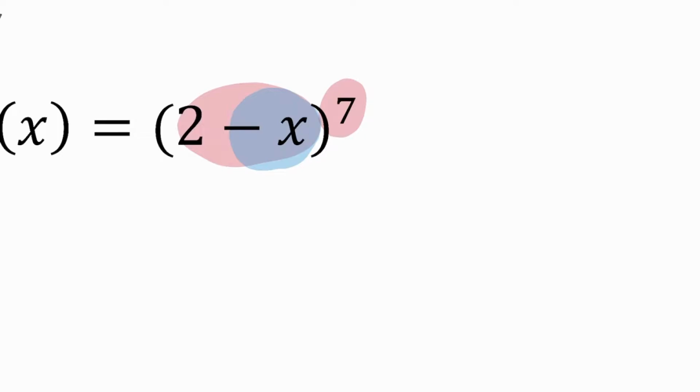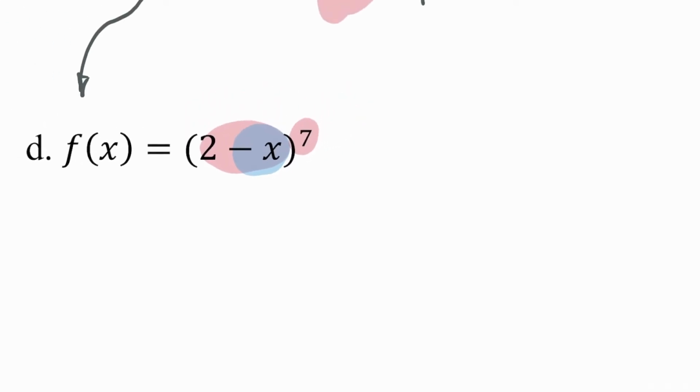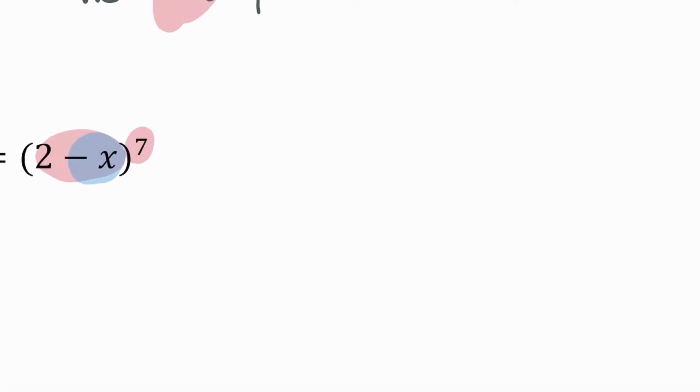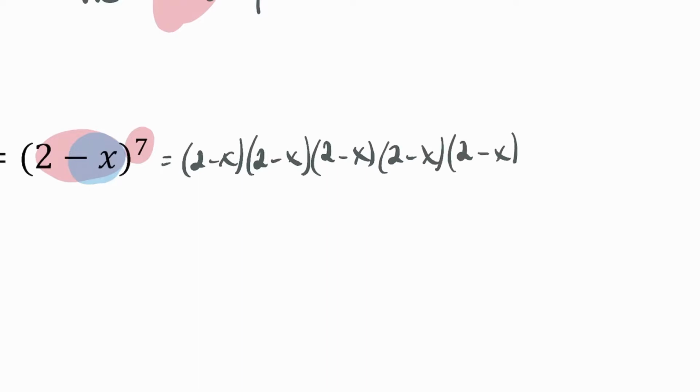If I really wanted to, and I guess I will in this case, it'll be tedious, but that's fine. I could write this out as 2 minus x, 2 minus x. I'm starting to regret this already. 2 minus x, 2 minus x, 2 minus x. Almost done. 2 more. 2 minus x, 2 minus x. Okay.